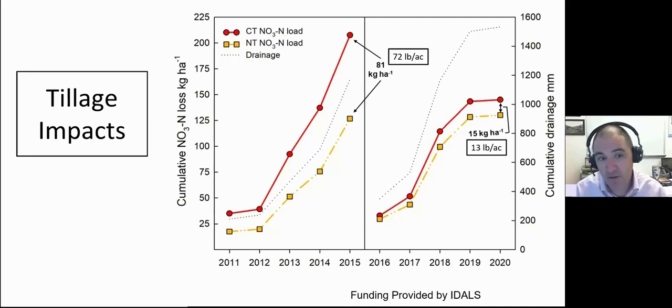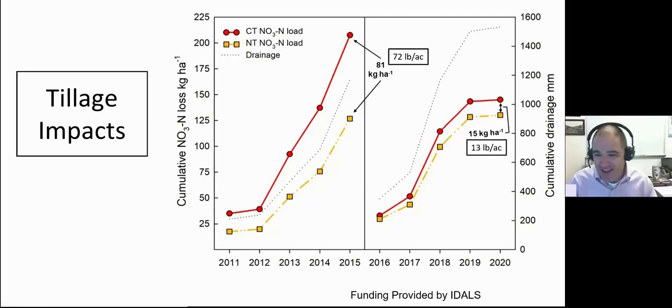This is following a no-till system implemented in 2010 and following it for the next 10 years. The circles and red line are the cumulative nitrate loss from the conventional-till corn-soybean system. The squares, yellowish, are the cumulative nitrate loss from our no-till system. And what we find is that in the first 5 years, we reduced nitrate loss about 72 pounds with no-till, but in the second 5 years, very little impact, about 13 pounds, so definitely less than a 10% reduction in that next 5-year period.